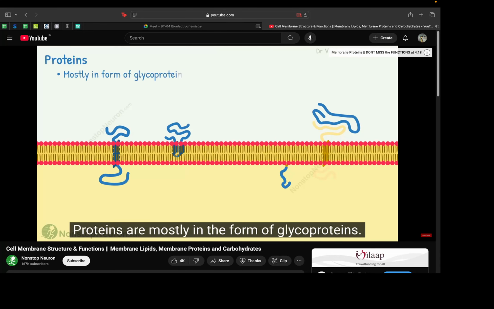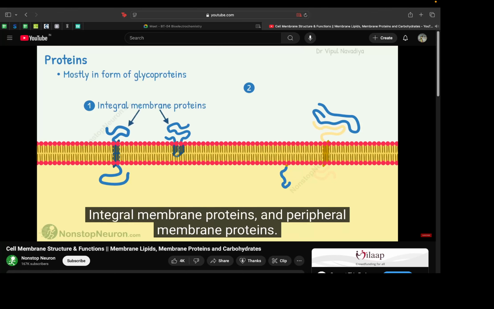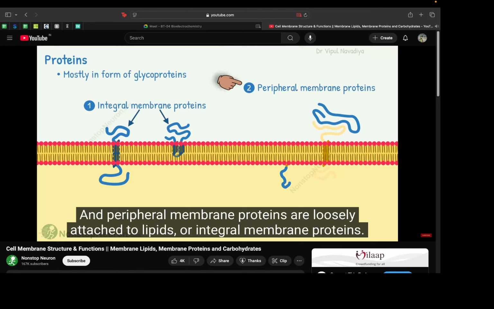Proteins are mostly in the form of glycoproteins. Broadly, they are categorized into 2 types: integral membrane proteins and peripheral membrane proteins. Integral membrane proteins are tightly integrated with the lipid bilayer. And peripheral membrane proteins are loosely attached to lipids, or integral membrane proteins.